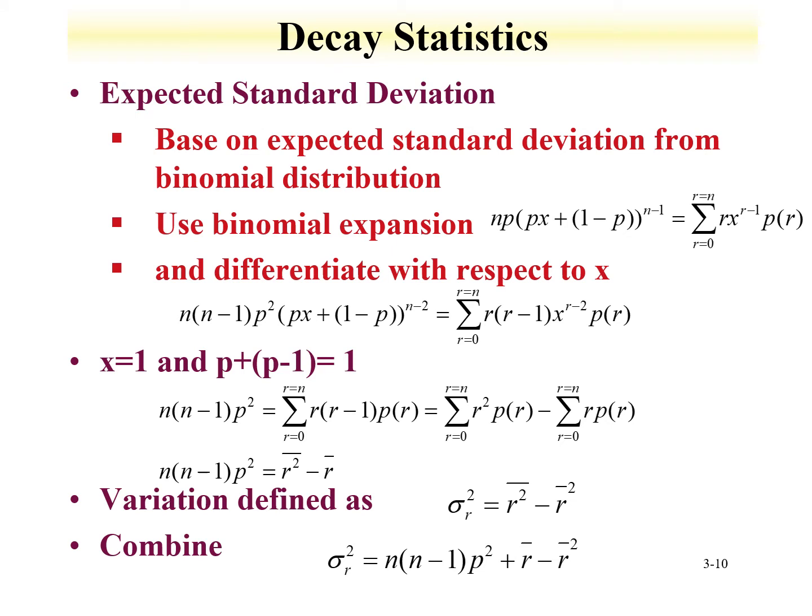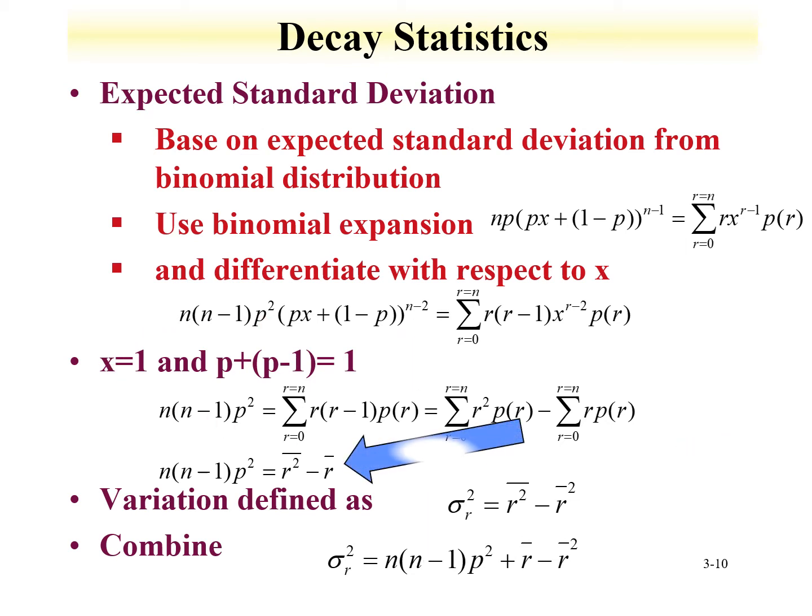So one can use this information that we've described to evaluate what's an expected standard deviation from the binomial distribution. We use the binomial expansion, as shown here, as we described previously on page 3-6, and we differentiate with respect to x. So we get the conversion of this equation to this equation, set x equal to 1, and p plus p minus 1 equal to 1. The equation then becomes what's shown here.